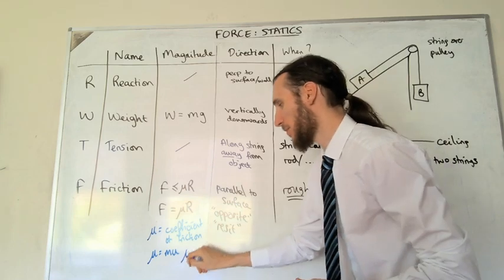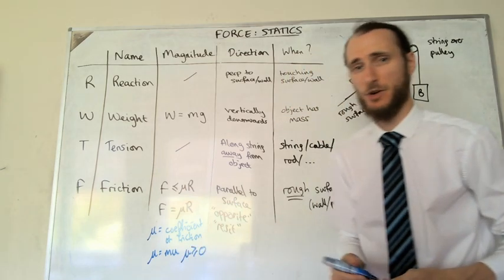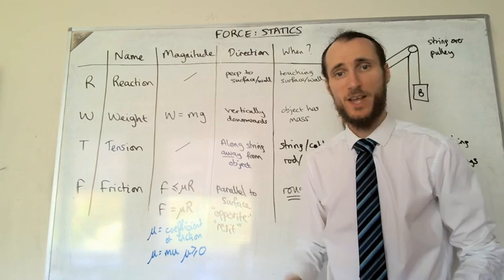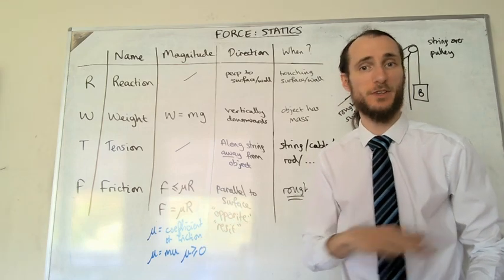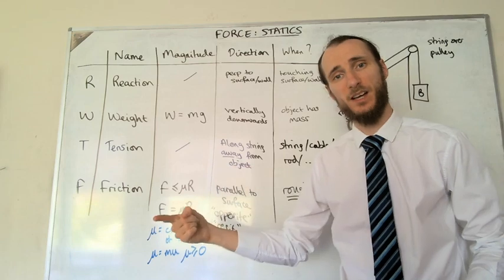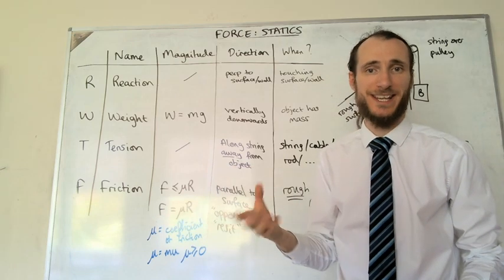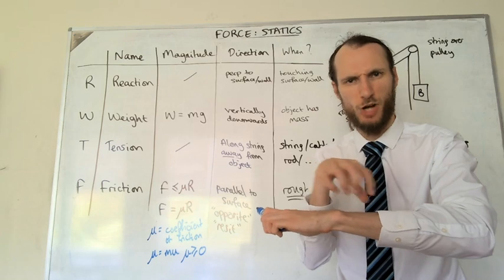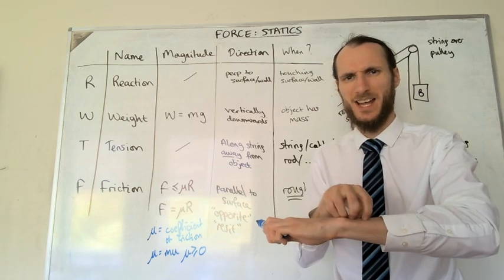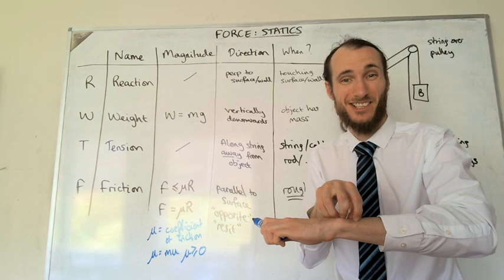So mu is always going to be greater than or equal to 0. If mu were 0, that would mean there was no friction, it would be a smooth surface. As mu gets bigger, the amount of friction you can generate gets bigger. So essentially, the surface gets more rough, it has a bigger mu value, and that means there's more friction on that particular surface.